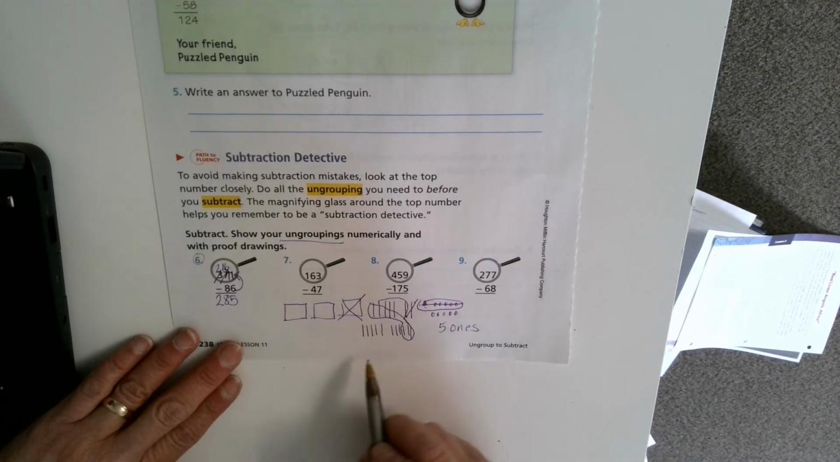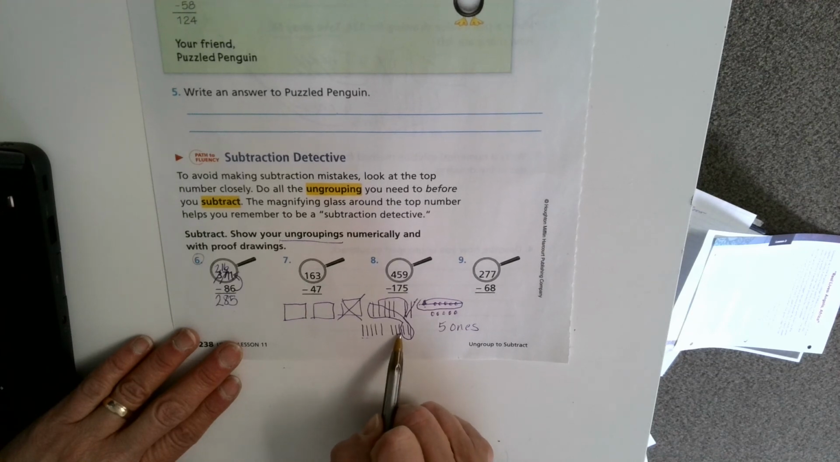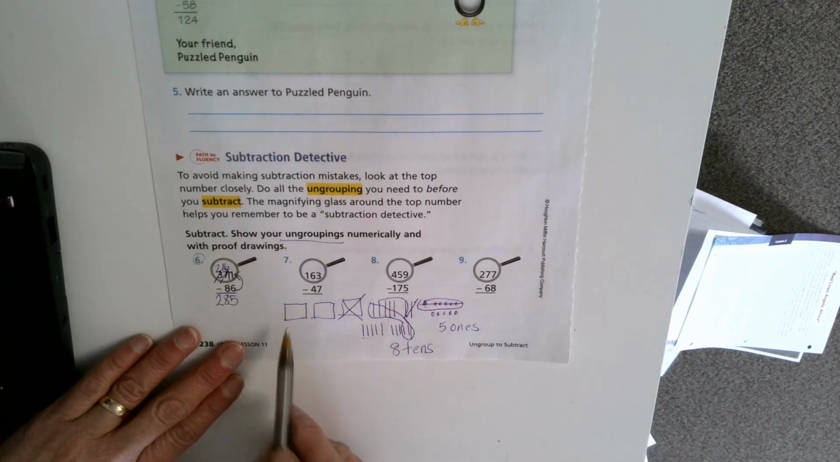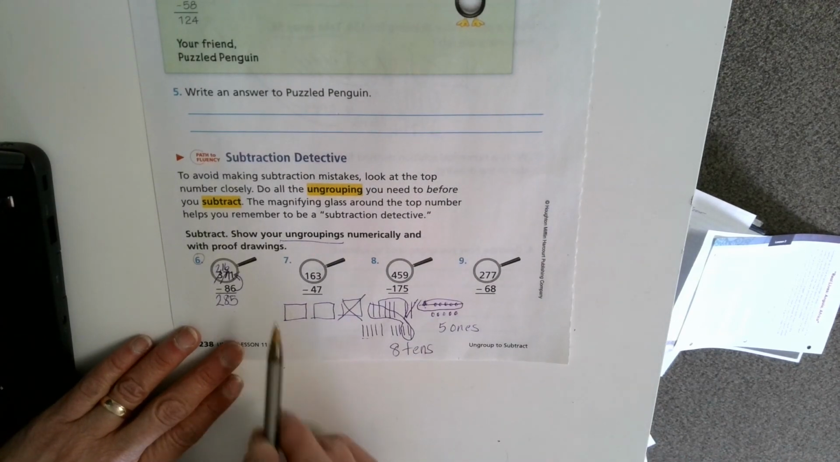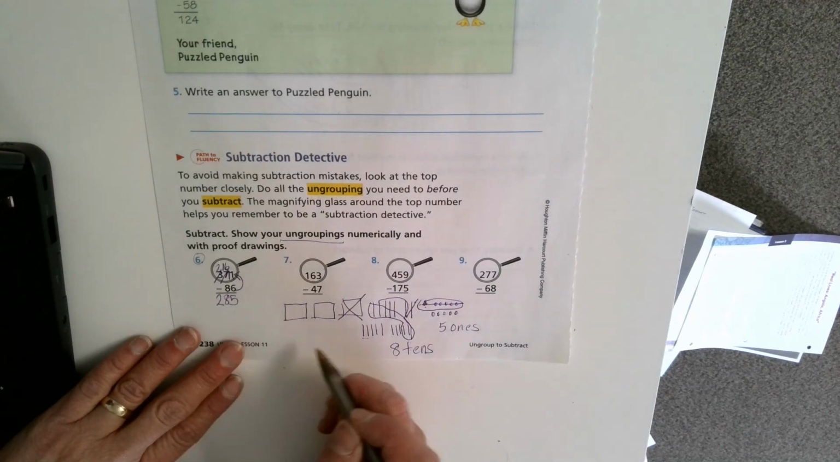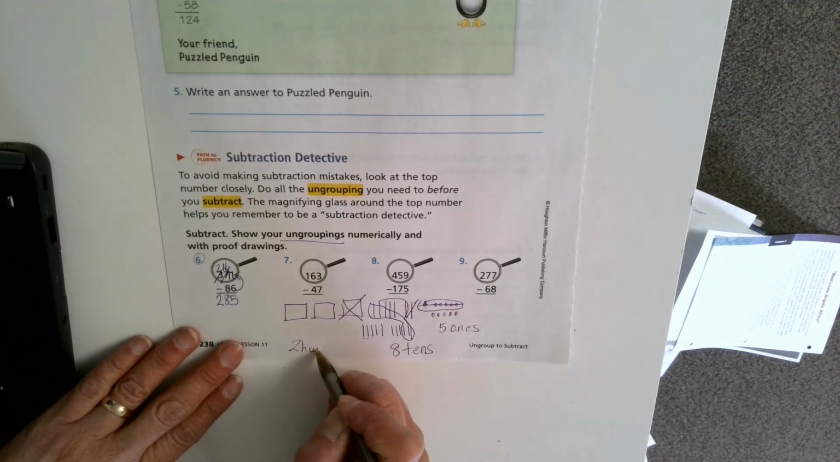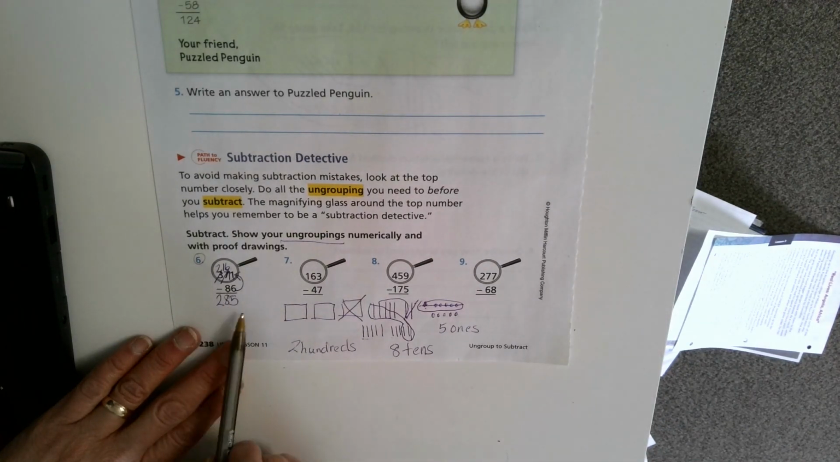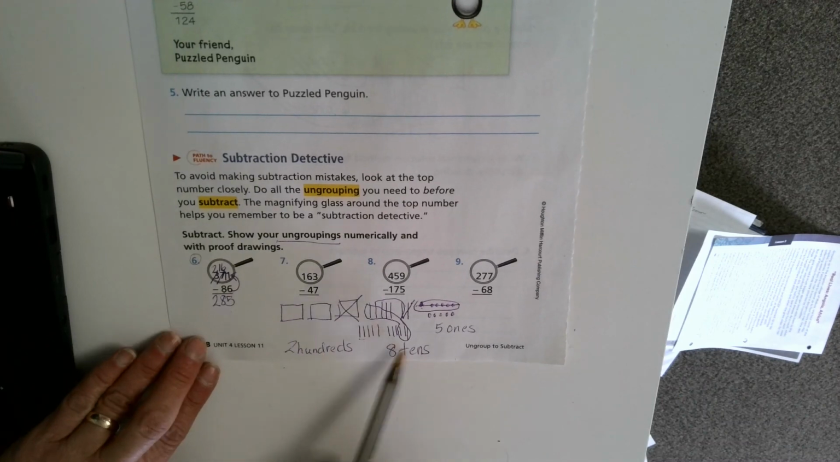Now what do I have left? 1, 2, 3, 4, 5, 6, 7, 8 tens. I have 8 tens left. And I don't need to take anything away from the hundreds because it was just taking 86 away. So I still have my 2 hundreds. So my answer should be 2 hundreds, 8 tens, and 5 ones. 2 hundreds, 8 tens, 5 ones.